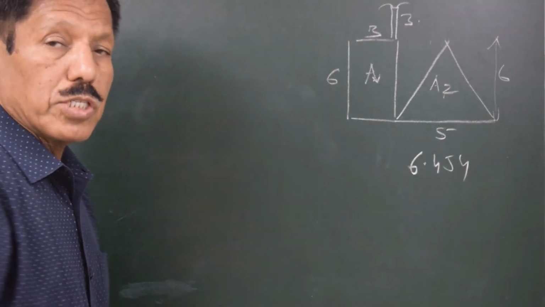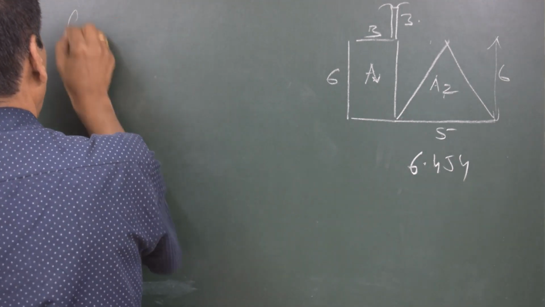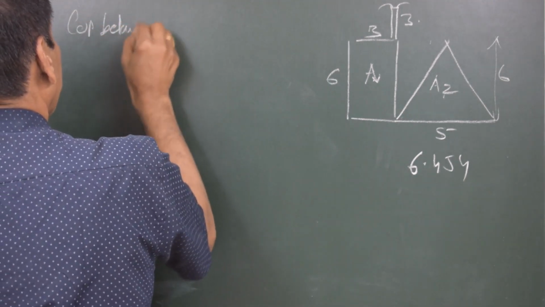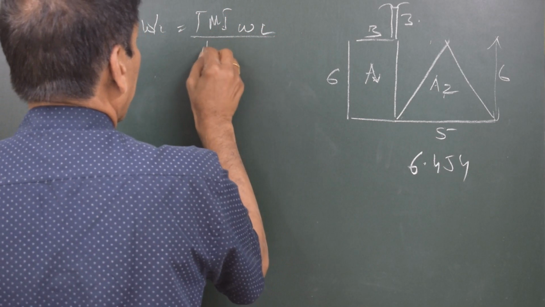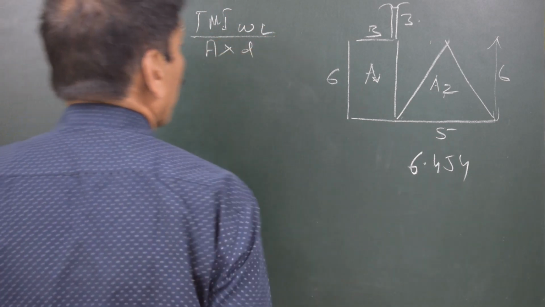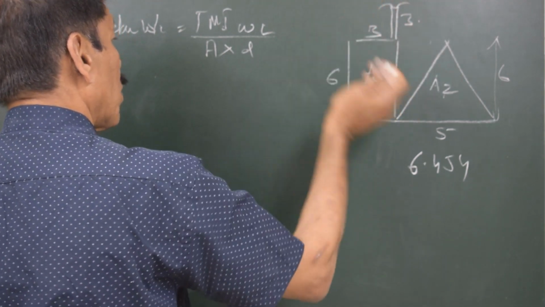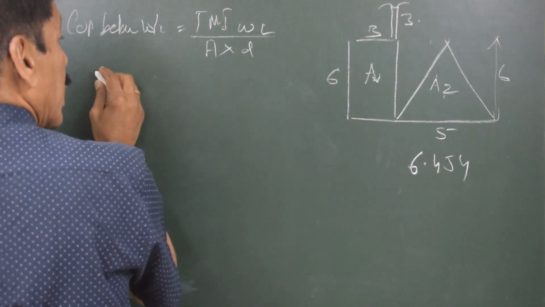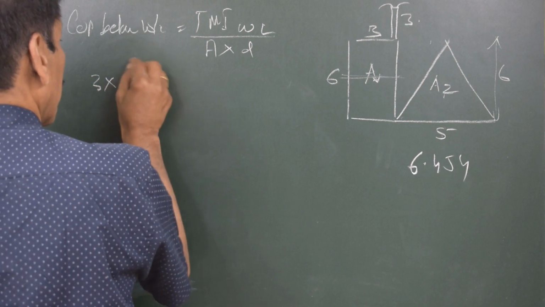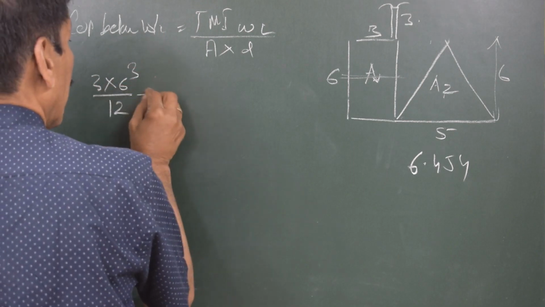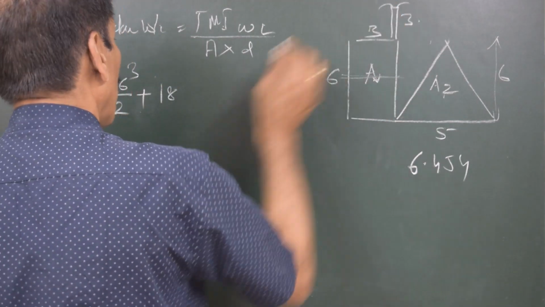Now to find out the COP below the water level, first of all we'll write down the common formula, the same formula, that is COP below water level is equal to total moment of inertia about water level divided by total area into depth of common centroid. So let's find out the moment of inertia of rectangle about the water level and then triangle about the water level. Rectangle, what is the moment of inertia about the own axis? That is 3 into 6 cube upon 12 plus AD square. A is 18 and D is the distance from here to the water level.